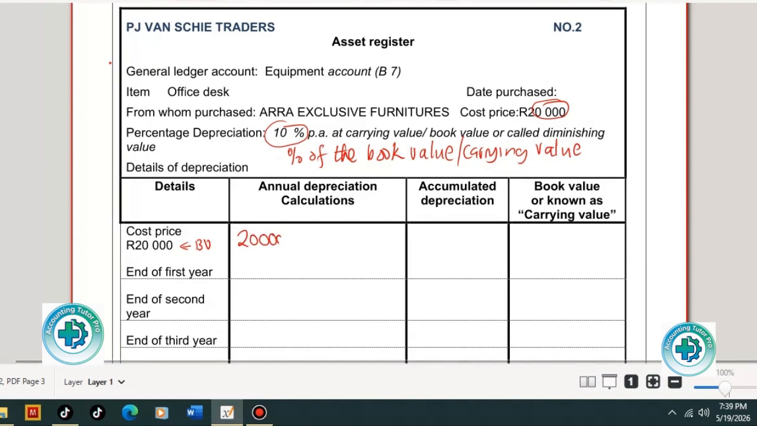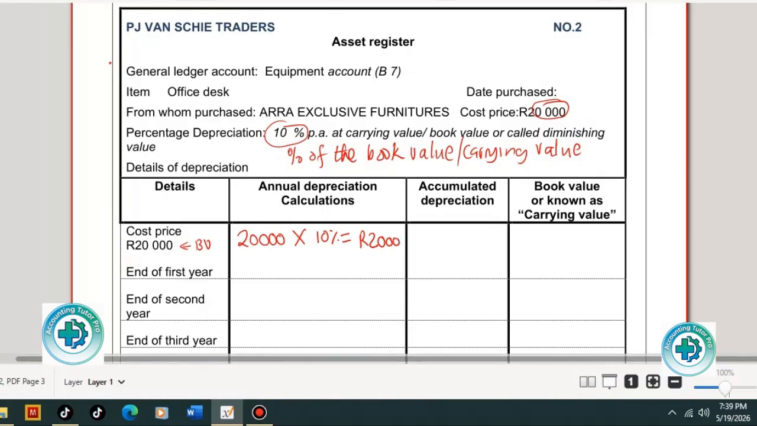Then we say 20,000 multiplied by 10%. If we calculate this, we get 2,000 rand. So this becomes the accumulated depreciation. Each time you calculate depreciation, you have to add it to the accumulated depreciation. Accumulated depreciation is a negative asset, which shows how the asset loses value over its useful life. So the book value at the end of the year will be 20,000 subtract the accumulated depreciation of 2,000, which gives you 18,000.